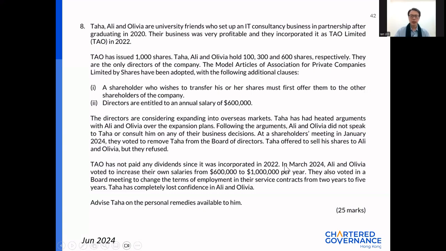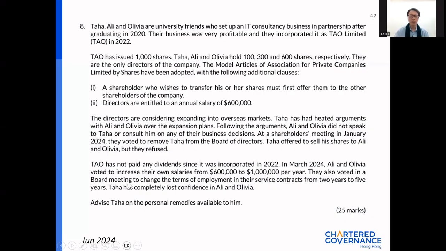So in March, Ali and Olivia voted to increase their own salaries from 600,000 per year to $1 million. Okay, so that's how Ali and Olivia are getting their money back. But you can see Taha has been removed from the board of directors. That means she would not receive any of the annual salary of a director.